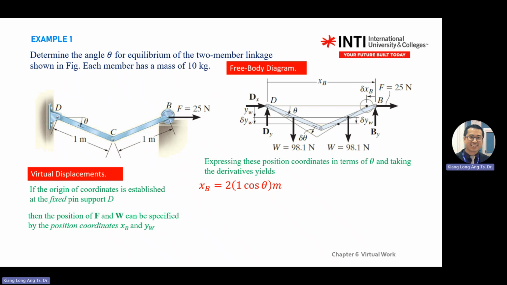So this one you got 2 x prime b. So your xb equal to 2 1 cos theta. Okay, so this one. What about this one? Okay. So yw equal to... this one will be the same. It's the same concept.